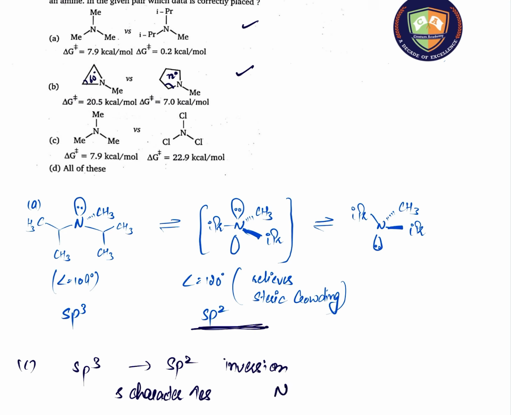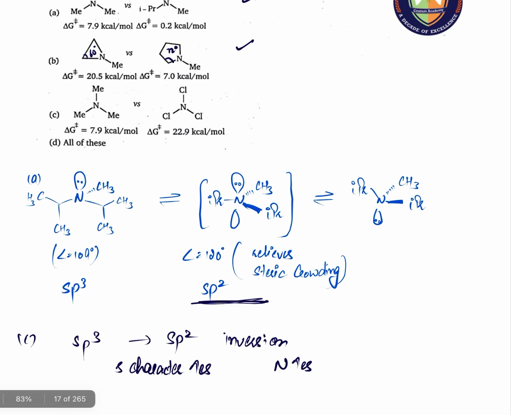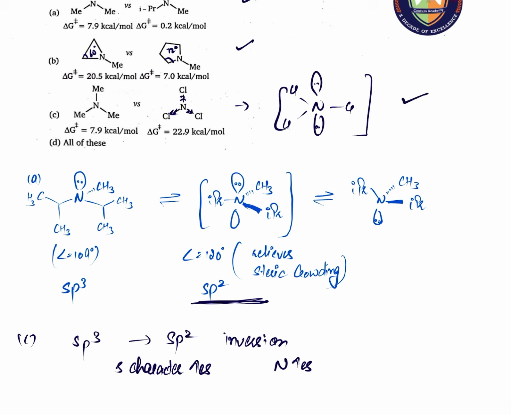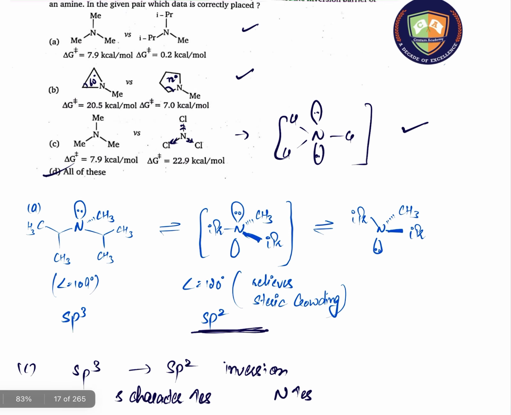So nitrogen would be more electronegative, wanting the lone pair of electron towards itself, but the chlorine being more electronegative than nitrogen would pull electron density away from nitrogen, resulting in unstable transition state. If transition state is unstable, that means delta G for this structure would be more. So this option is also correctly placed. So our answer should be D. All options are correctly placed.